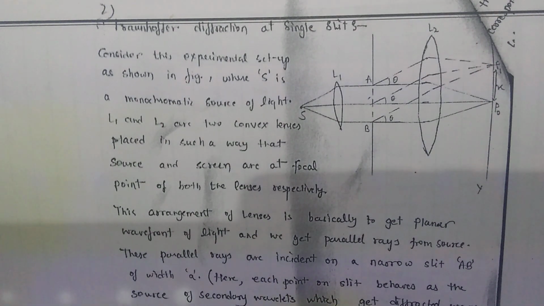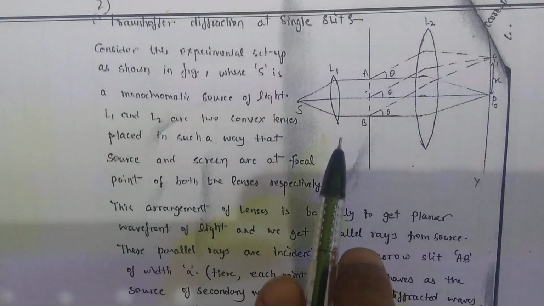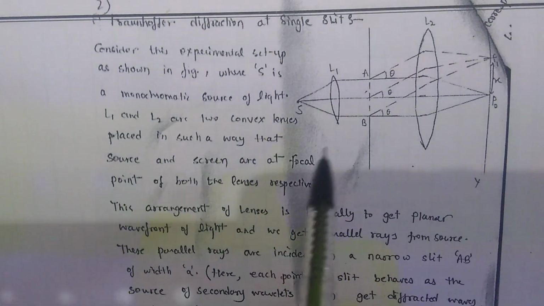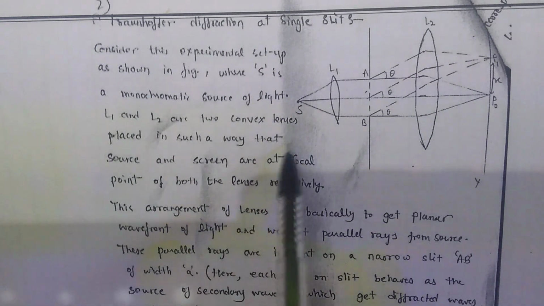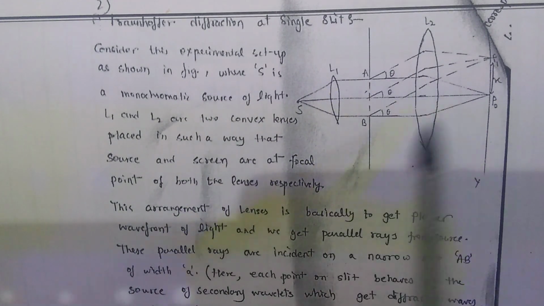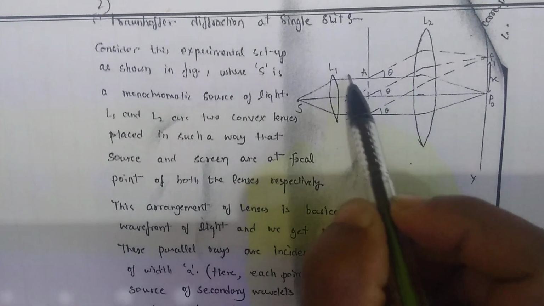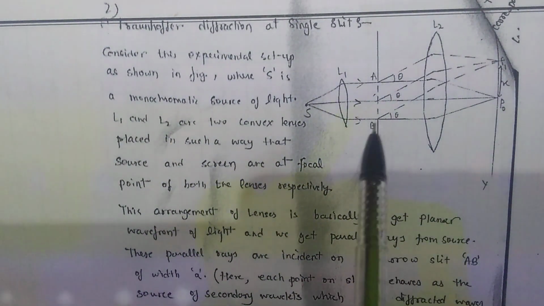Now let's consider an experimental setup in which there is a source and a lens. This lens is used to make the spherical wavefront a planar one, because if you place the source at the focus point of this convex lens, then the spherical wavefront will be converted into a planar one. The light will make its image at infinite distance. Now this planar wavefront falls on this obstacle or this slit AB. The length of the slit is AB.